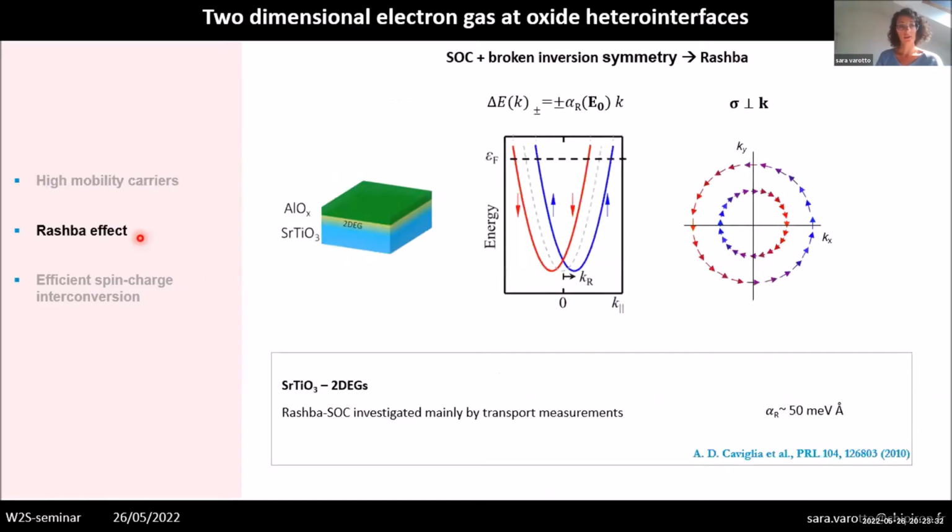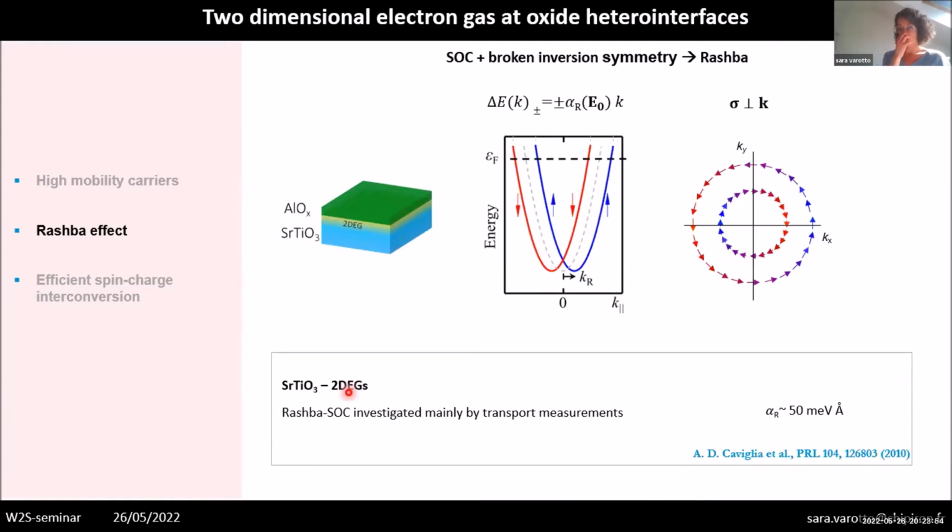And the second part deals with the Rashba effect. So I already introduced it, but I should just recall the fact that if we have a two-dimensional electron gas, of course we have symmetry breaking by construction, and so there will be an electric field perpendicular to the surface that will lead to such a spin splitting of the bands and such a spin texture.